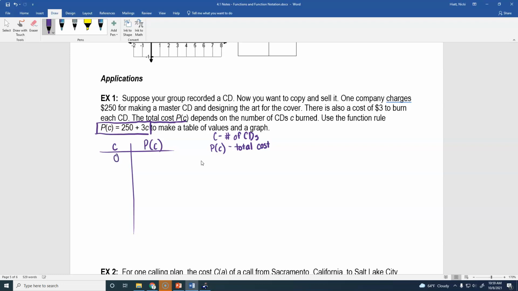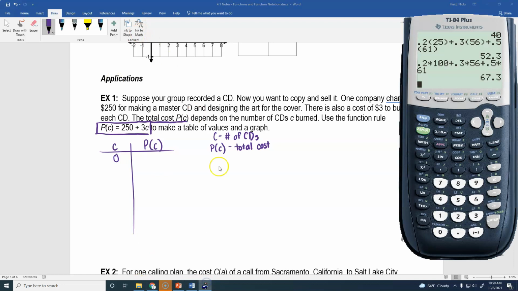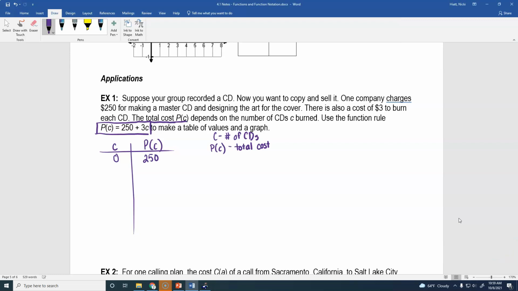So obviously if we had 0 CDs, and I plugged in 0, 250 plus 3 times 0 is going to be 250, right? So it costs you $250 no matter what just to get this done. So like if you were to actually do this, because lots of people do this, small time artists that have CDs that might sell at shows, you're going to pay a certain amount to get recorded and have it all made.